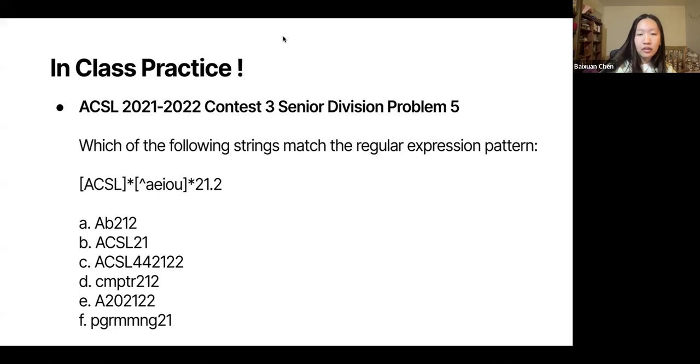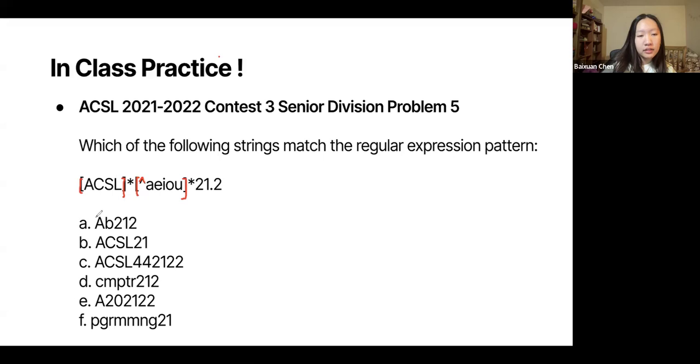Okay, so for this question, what this means is we have any number of the characters uppercase A, C, S, or L, and then we have any number of characters that aren't. Oh, okay, then the wild card, I think it can be 0. So then for this one, we have any number of non A, E, I, O, or U lowercase digits. And then we must have a 2 and then a 1 and a wild card. So any character between 1 and 2, and then we must have a 2.